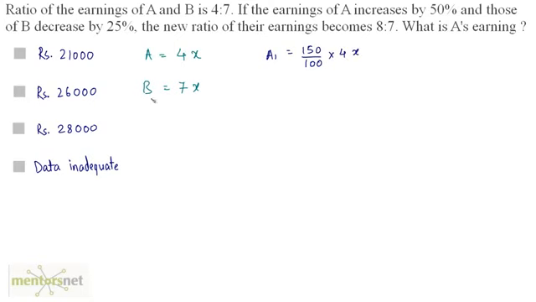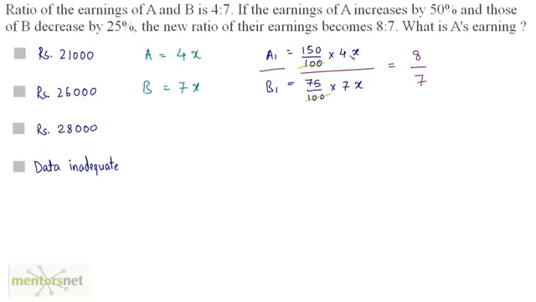Okay. Now B's salary decreases by 25%. So I can write B1, the new salary of B, is equal to 100 minus 25% of 7x, which is 75% of 7x. So 75 upon 100 times 7x. Now the ratio of their new earnings is 8:7. So if I divide A1 by B1, it is equal to 8/7.